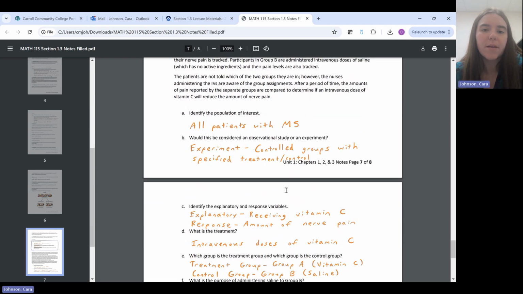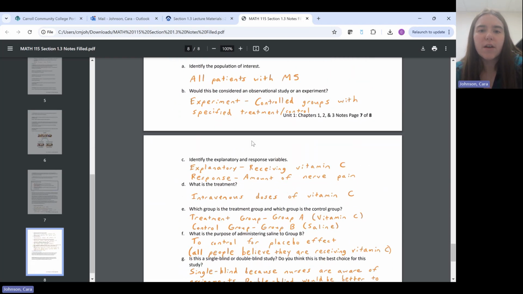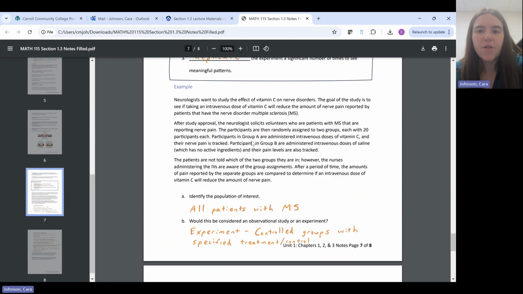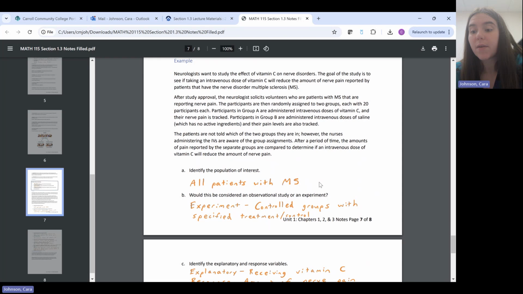So the population of interest here. Our population would be MS patients, right? Everybody who has MS, that is the large group that the patients were taken from for this study. Is it an observational study or experiment?